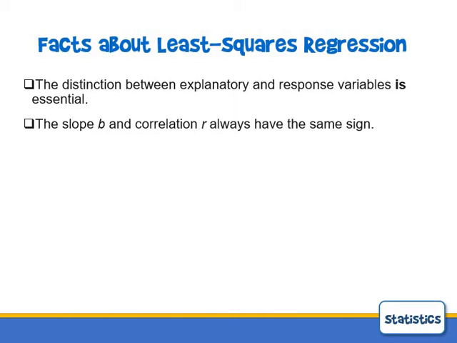The slope and r, your correlation coefficient, they always have the same sign. We talked about that with the scatter plots. When you have a positive association, you're going to have a positive slope on your least squares regression line.